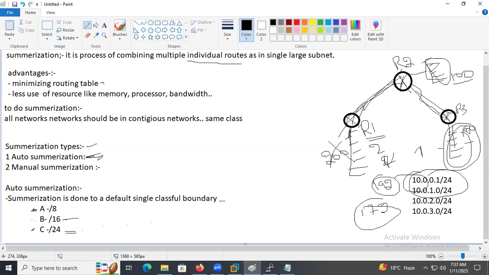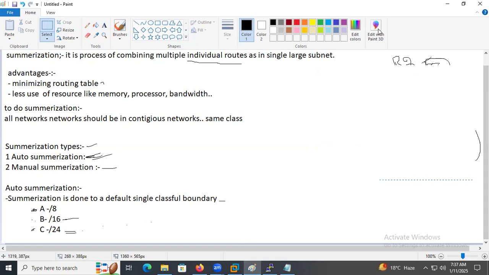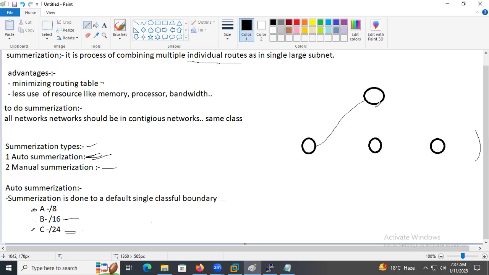Summarizations are of 2 types. So these are all class C networks, right? Because of the /24 subnet, even though they are subnetted. Let me draw it better, otherwise others will not understand. We have router 1, router 2, router 3, router 4. So one headquarters is connected to 3 branches. Just remember summarizations are of 2 types, auto summarization and manual summarization.